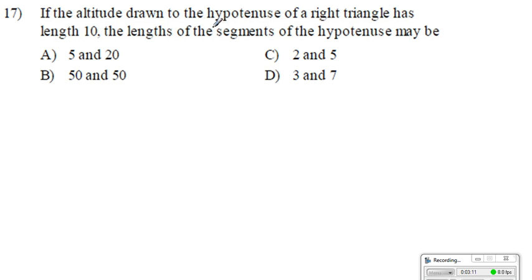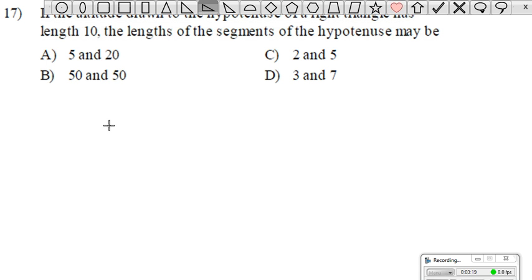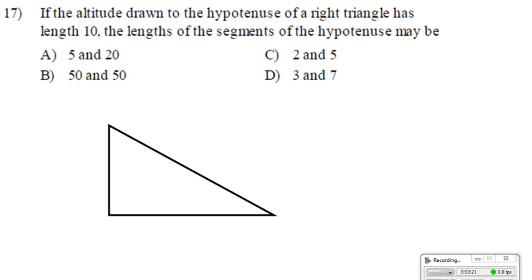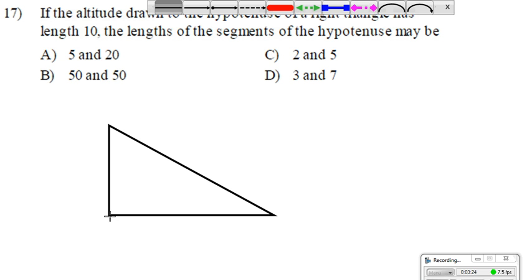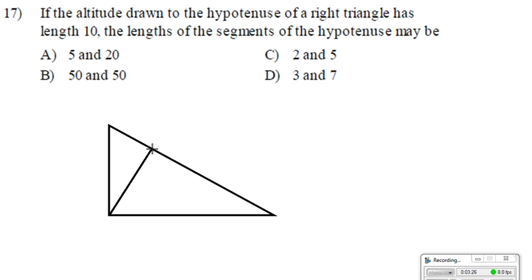If the altitude drawn from the hypotenuse of a right triangle has length 10. So if I draw the same picture, now we are assuming that here the altitude is equal to 10. Now the line segments of the hypotenuse, if I call this one A and if I call this one B, one thing that we realize is this: 10 squared must be equal to A times B.